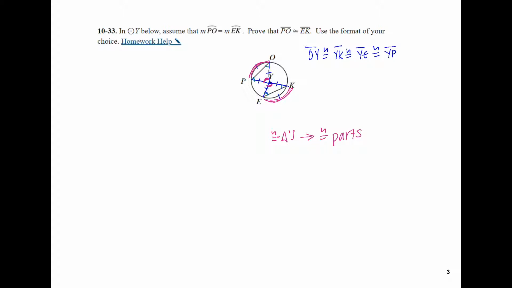So now that we've thought through it, we know that all radii are congruent, so we can make a reason for that. We then know our central angles are congruent, so angle PYO is congruent to angle EYK, and that's because our arcs are the same measure.